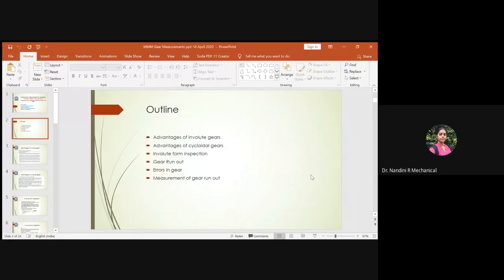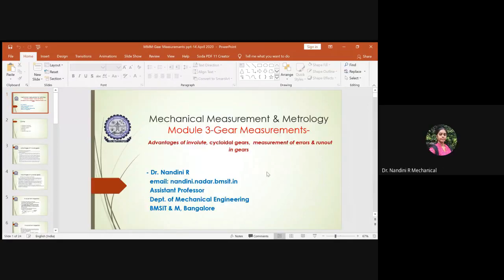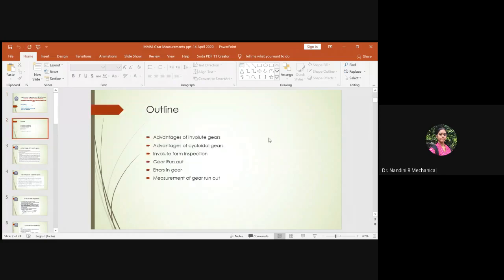Yes, sir. Okay. So related to gear measurements, this was our agenda, what we studied about: what do you mean by gears, what are involute gears, cycloidal gears, the involute form. Then we went on with respect to gear runout, errors associated with gears, and measurement of gear runout. So all those things we covered.